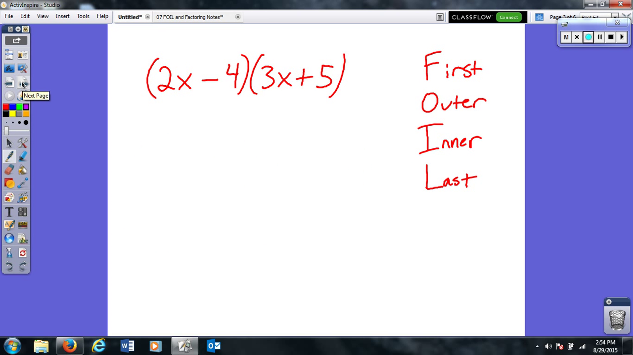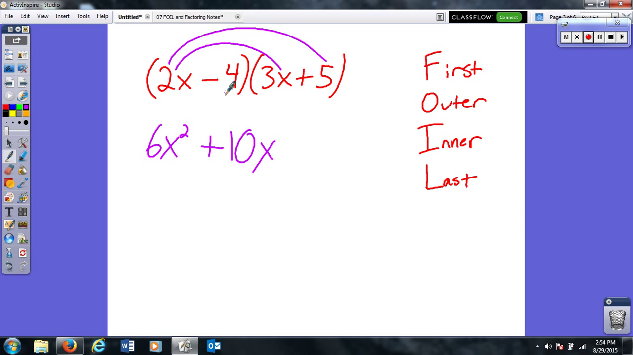This one is exactly the same as what we just did, except I just threw the 3 and the 2 in there to make it a little bit more difficult. But we're going to do everything exactly the same way. So we'll do first times first is 2x times 3x, and we get 6x squared. Then 2x times 5 is going to be 10x. Then negative 4 times 3x gives us negative 12x. And negative 4 times 5 gives us negative 20.